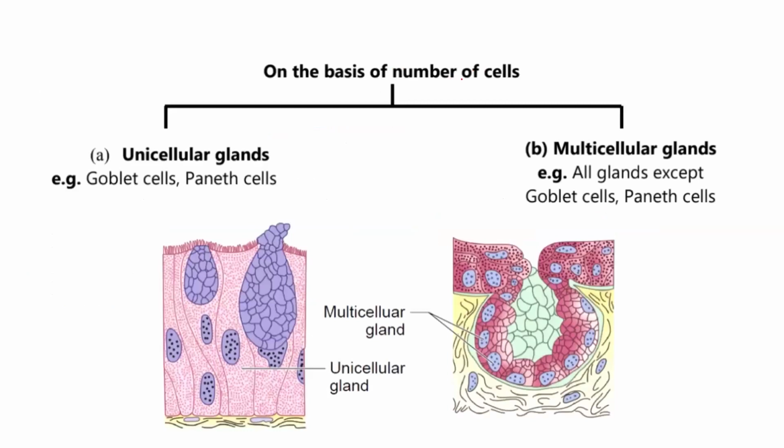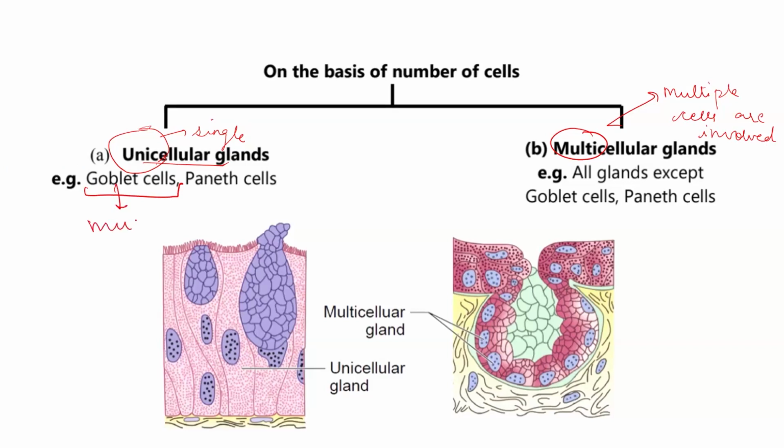On the basis of the number of cells, a gland can be unicellular or multicellular. The unicellular gland consists of a single cell. Uni means single, so it consists of a single cell. And multicellular means where multiple cells are involved. An example of a unicellular gland is the goblet cells that help in the secretion of mucus, and the Paneth cells. In this figure, you can see the type of unicellular gland where a single cell is acting as the gland or is helping in the secretion, right?